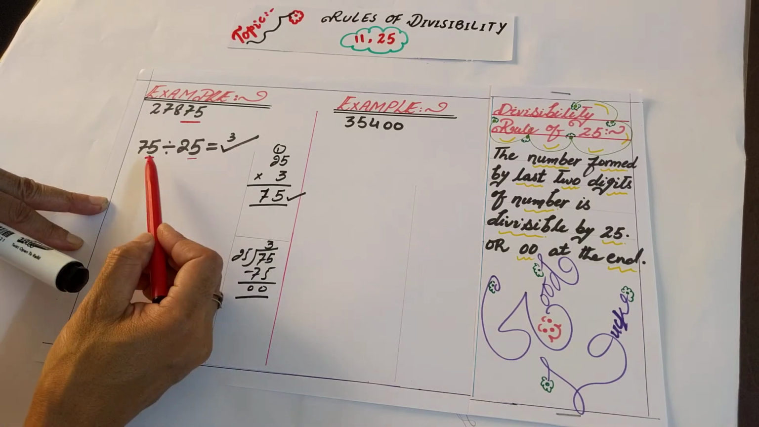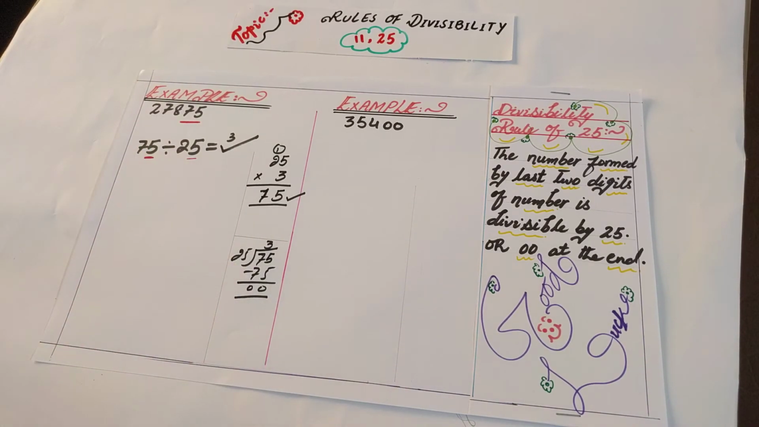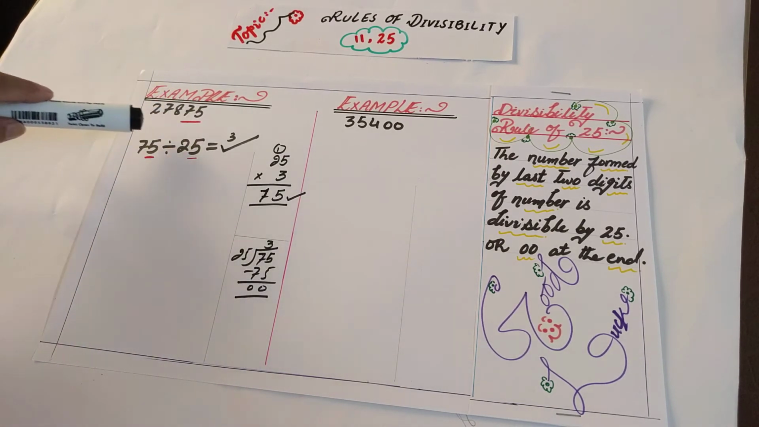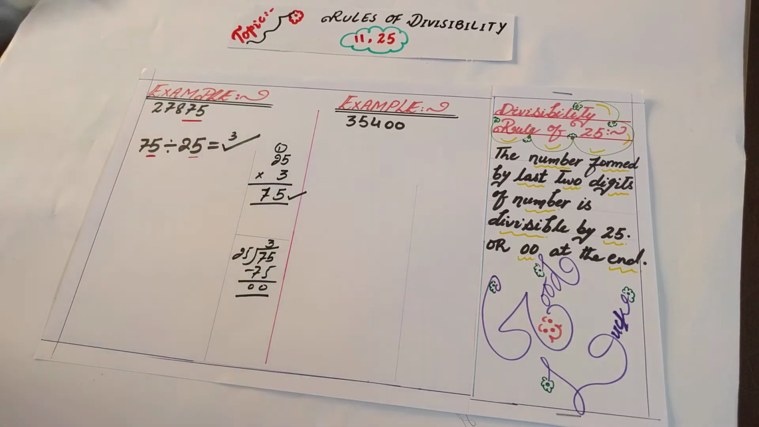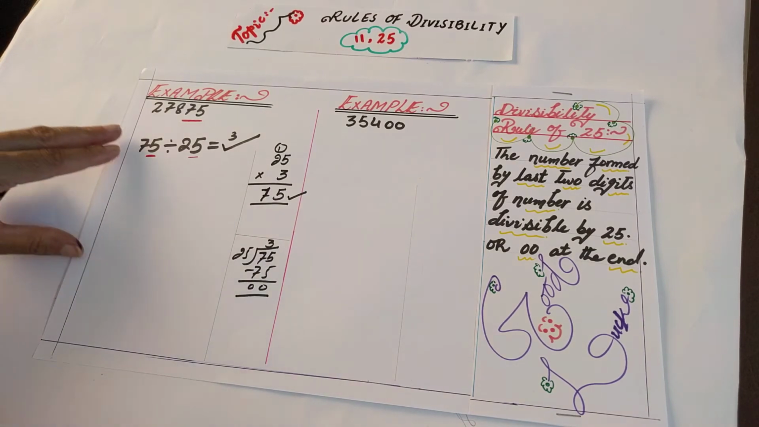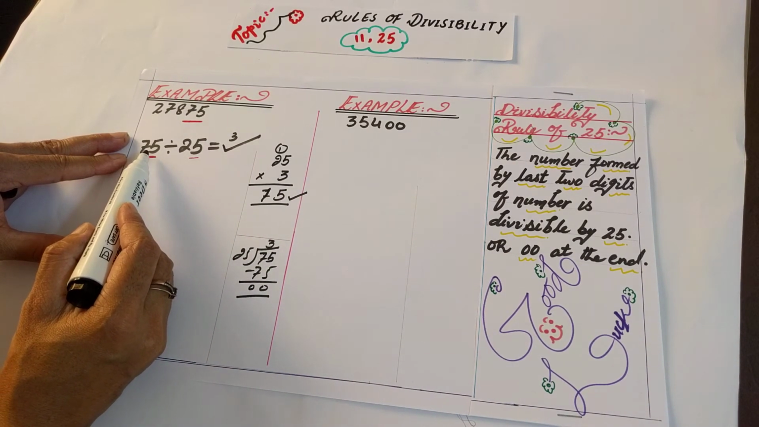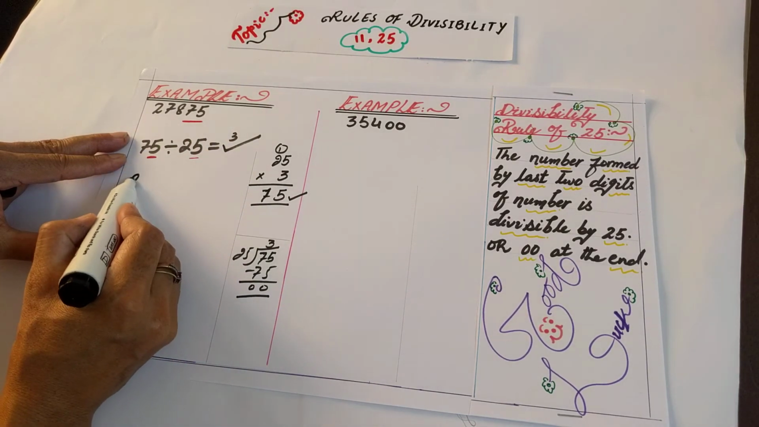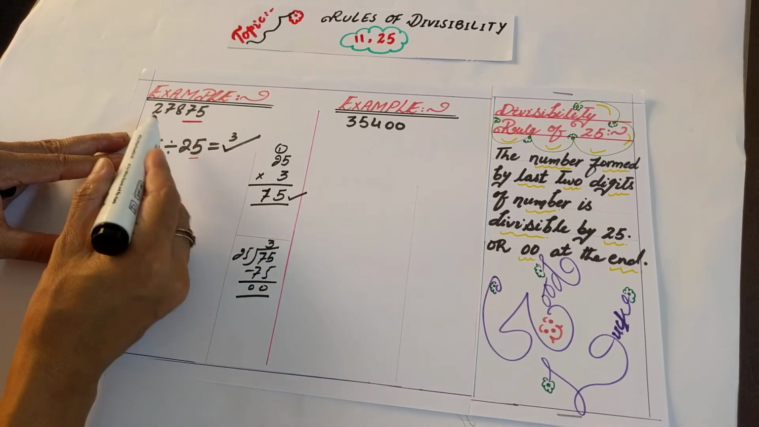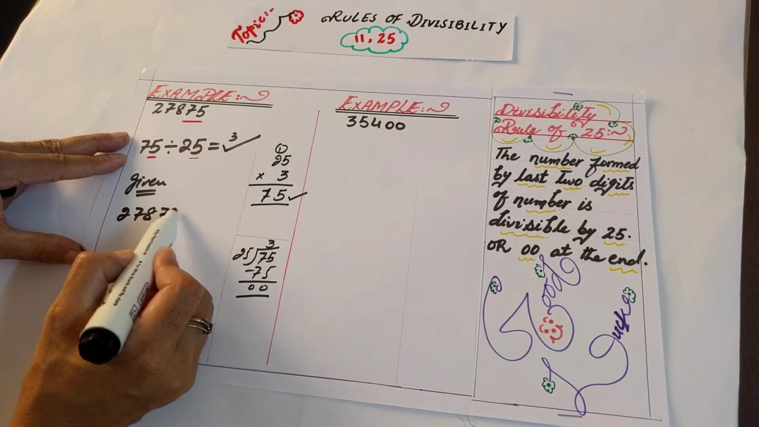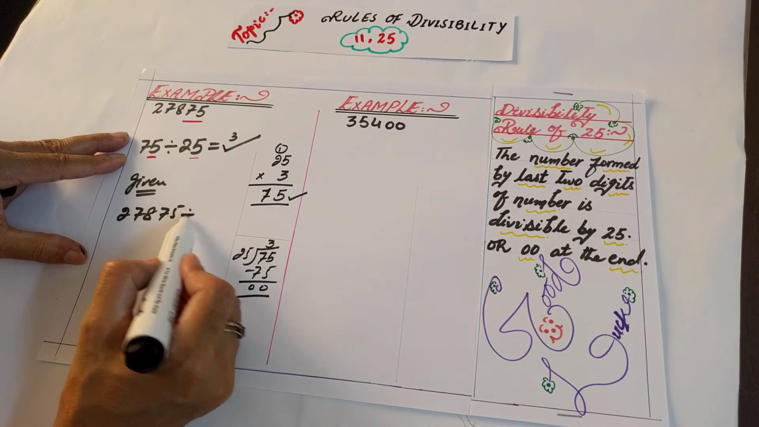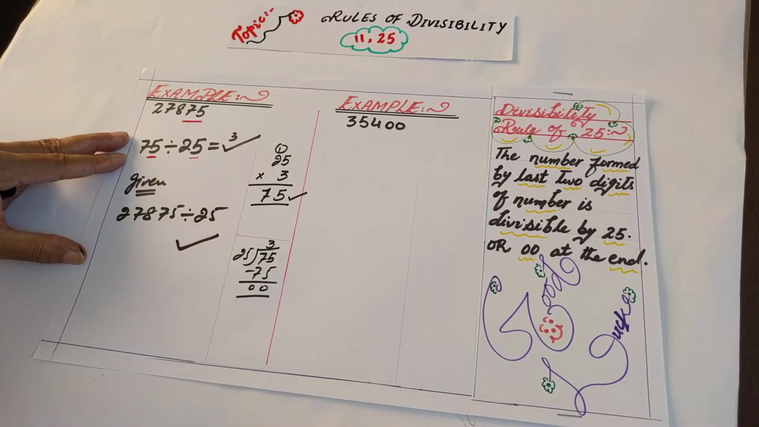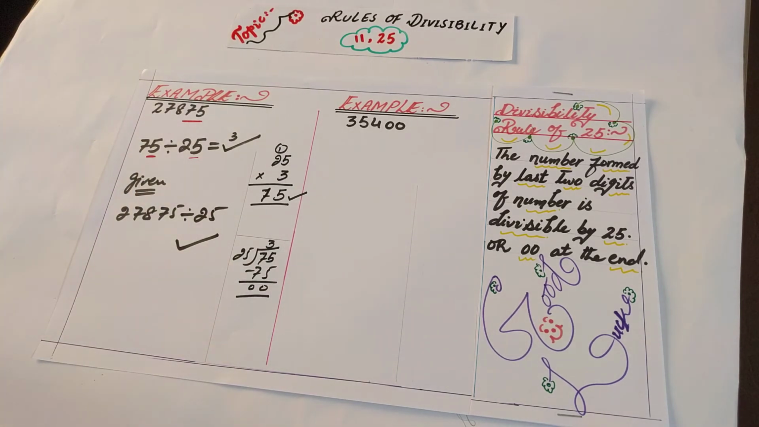Got it? So by the use of the divisibility rule of 5, you can directly check the divisibility of this number by 25. If this number is divisible by 5, then automatically this number will be divisible by 25. So if this number, which was formed by the last two digits of the given number, is divisible by 25, then this given number, 27875, will also be divisible by 25. No need to do the lengthy calculations.